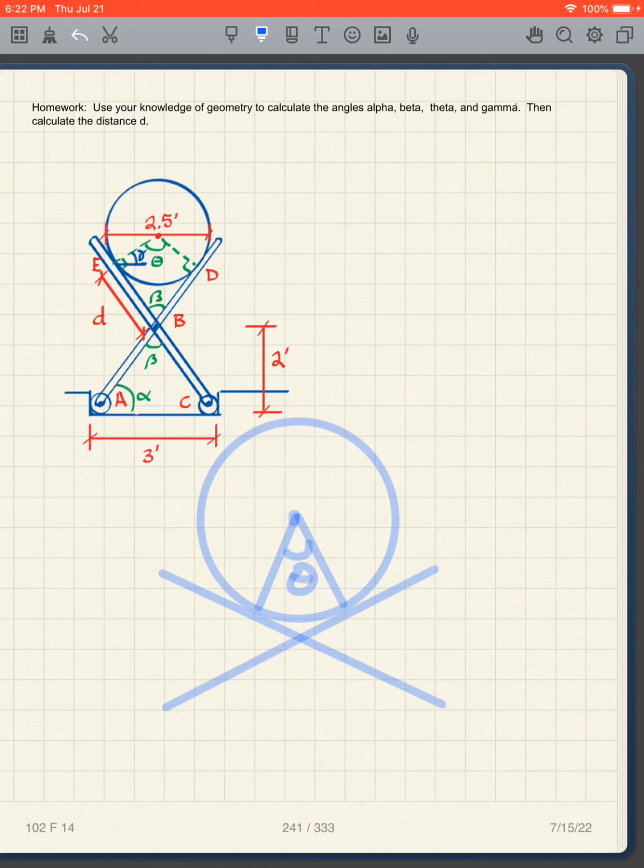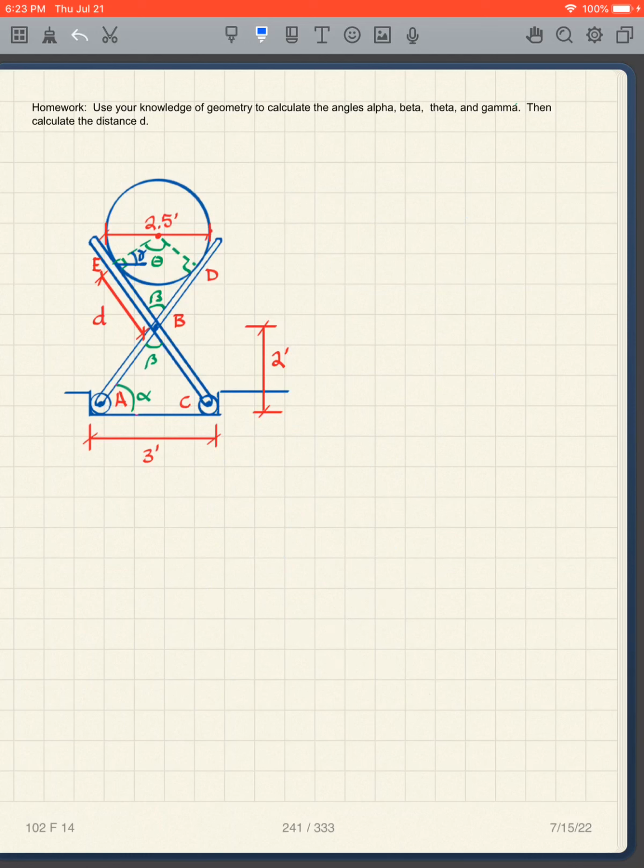So the dimensions and everything for each case, depending on the size of the ball, depending on the configuration of the x, the x being this part here, the configuration of the x and the size of the ball will all change the angles. So be aware of that, and I want you to solve this problem for these dimensions. Okay, so pause the video here and solve the angles alpha, beta, theta, gamma, and the distance d.